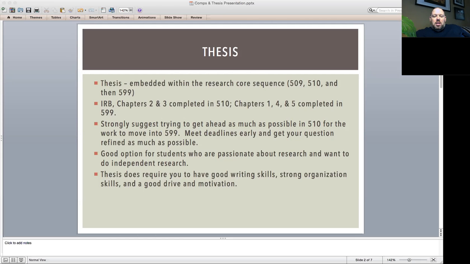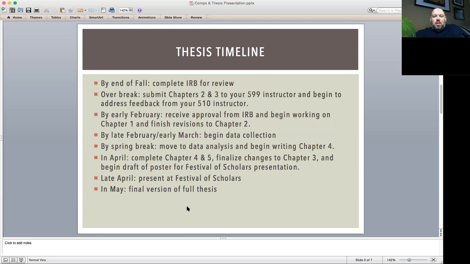I want to sort of go to the next in terms of the timeline, right? So just to see what the timeline of thesis in an optimal way will look like. By the end of fall in the 510 class, students have to complete the IRB for review. Over break, I suggest, again, submitting chapters 2 and 3 to your 599 instructor and begin to address feedback from your 510 instructor in your work, so that way you're continuing to do some work. That doesn't mean that you have to be working on this every day over break. It doesn't mean that you actually have to do this at all, right? But in an optimal world, this is what you might do.